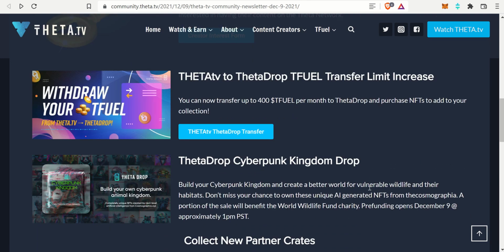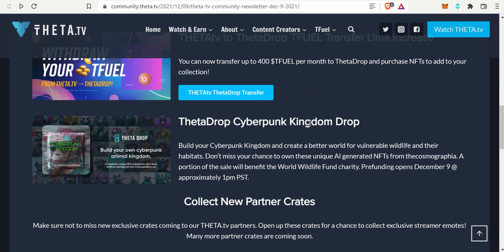I definitely have covered this next article before. So Theta TV to Theta Drop, TFUEL transfer limit increase. It actually doubled from 200 to 400 TFUEL per month. So you can start sending over some of your TFUEL from Theta TV to Theta Drop to start participating in those upcoming drops, Katy Perry, and this other drop right here in particular.